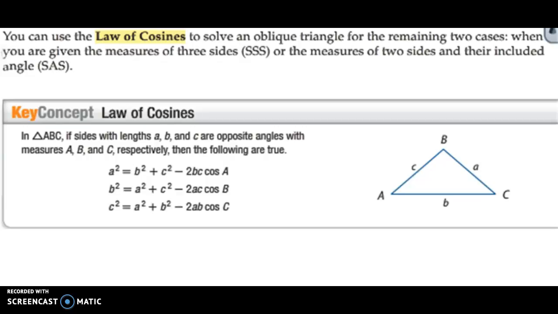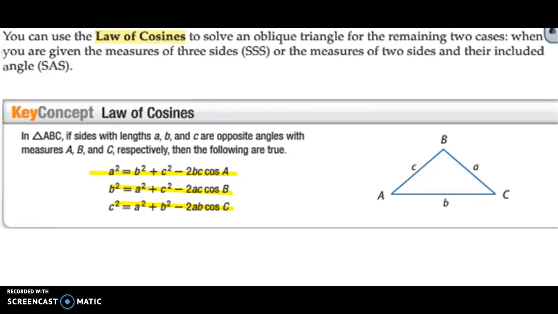Law of cosines is beneficial when you have a triangle where A, you only know all of the sides of the triangle, or B, you know two sides and an angle that's not corresponding to either of those sides. We actually use these three possible equations to find those missing values.